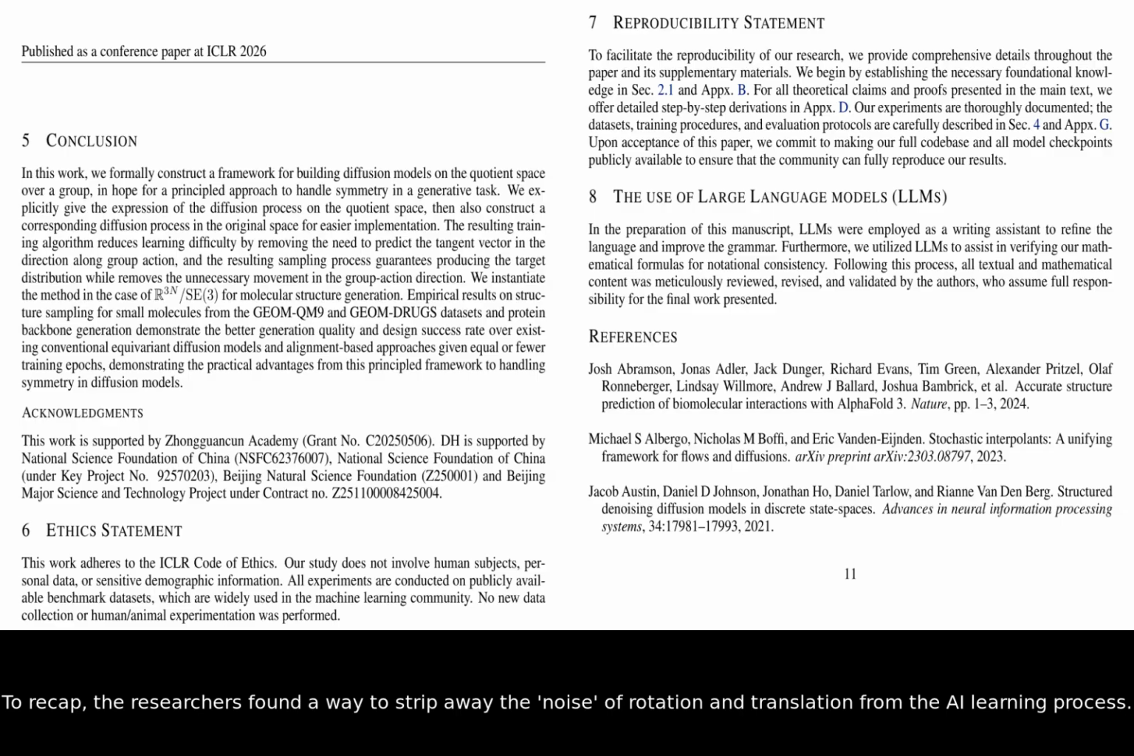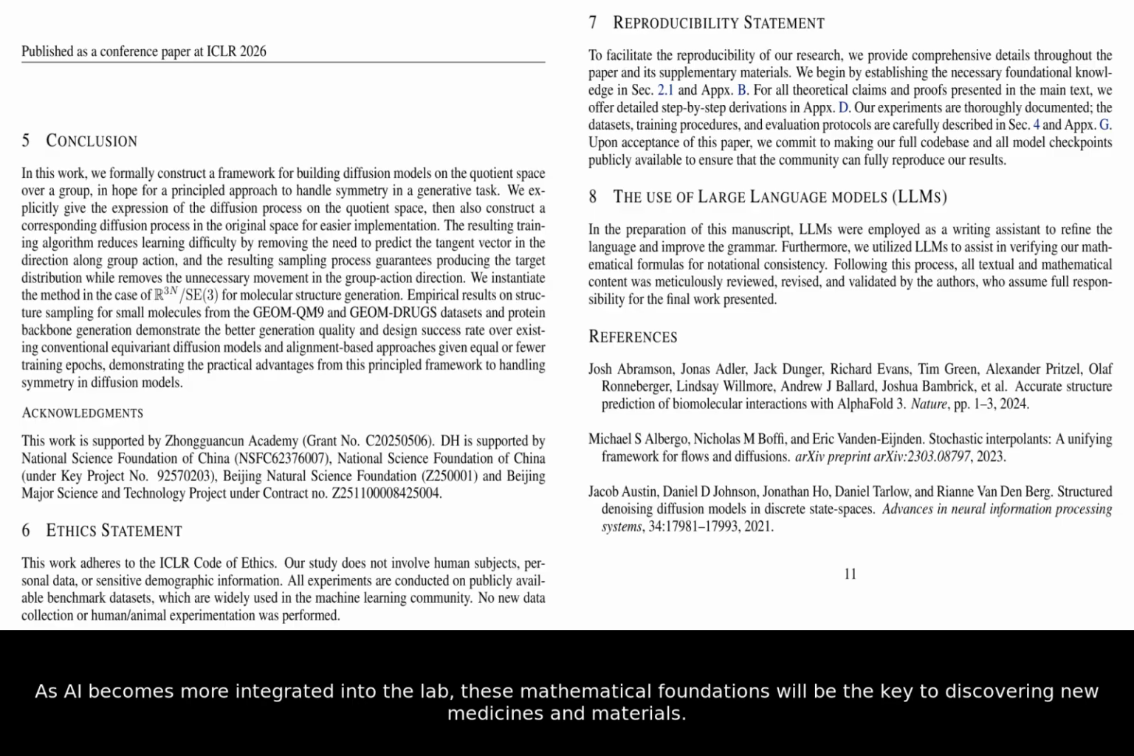To recap, the researchers found a way to strip away the noise of rotation and translation from the AI learning process. By using quotient spaces, the AI focuses purely on the deformation and growth of the molecular shape itself. This leads to faster training, more stable simulations, and much higher quality scientific designs. As AI becomes more integrated into the lab, these mathematical foundations will be the key to discovering new medicines and materials.